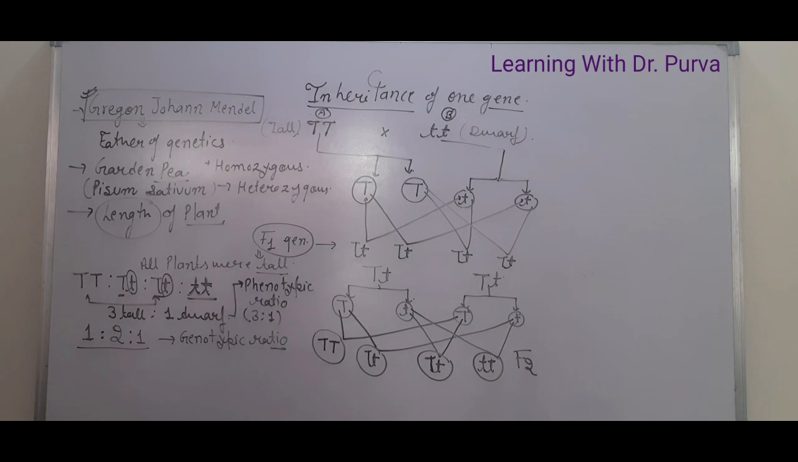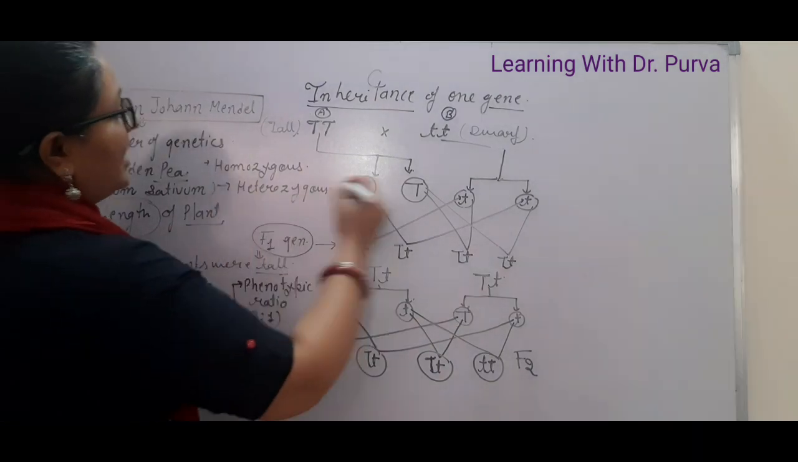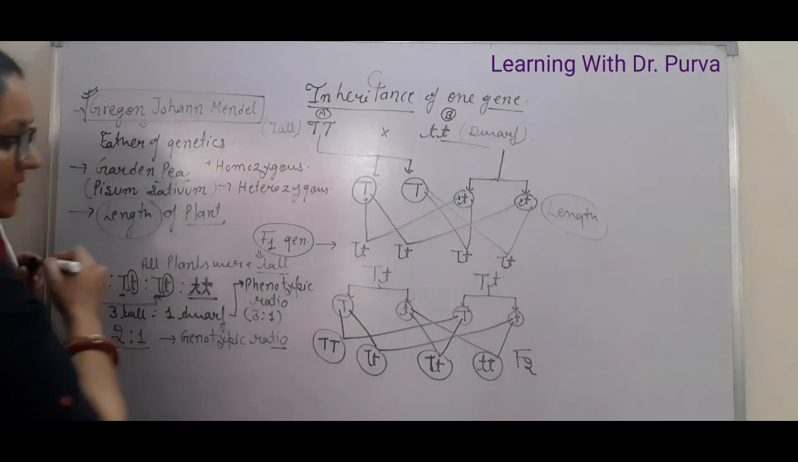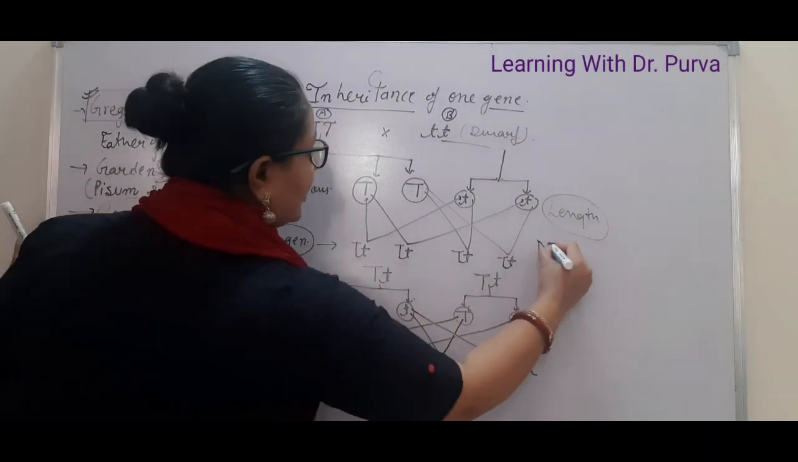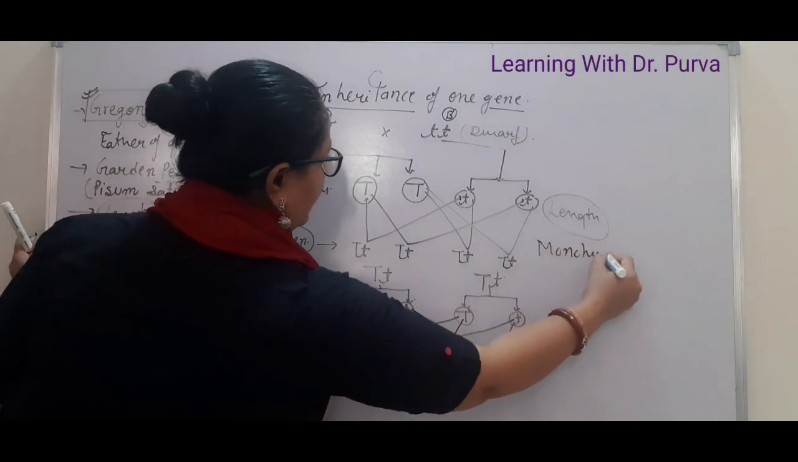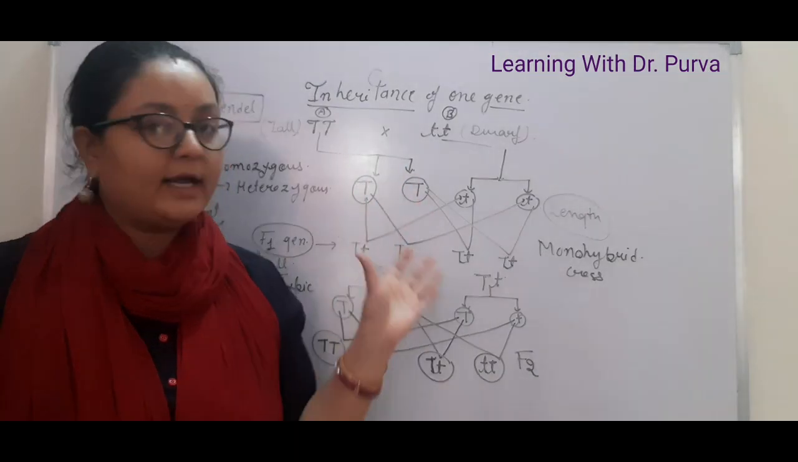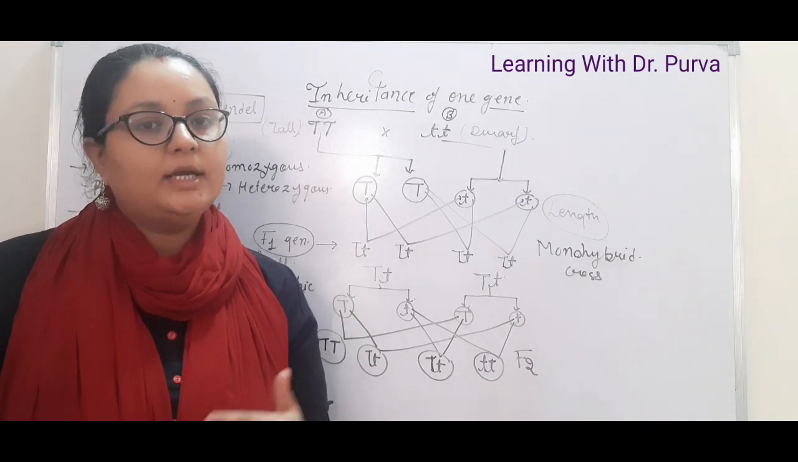Okay, this is all about the inheritance of one gene. This type of cross, because we are studying only one characteristic, and that is the length of the plant, is known as monohybrid cross. Monohybrid cross. This is all about the inheritance of one gene. Next we will study about the inheritance of two genes in my next video.